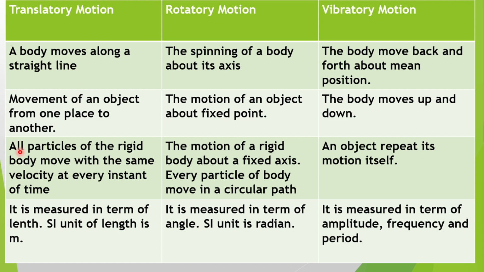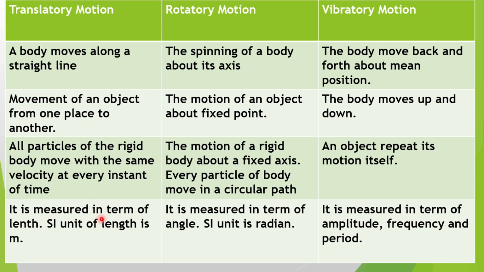In translatory motion, all particles of the rigid body move with the same velocity at every instant of time. While in rotatory motion, the motion of a rigid body is about a fixed axis, and every particle of the body moves in a circular path. While in vibratory motion, an object repeats its motion itself. That is, it is a repetitive motion. The body repeats its motion and completes its cycles.